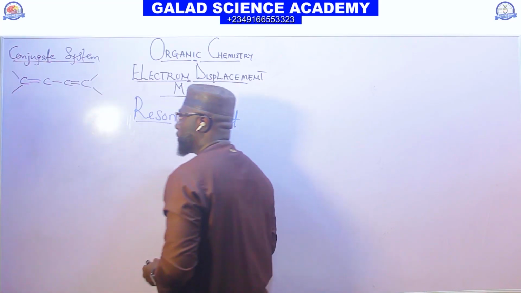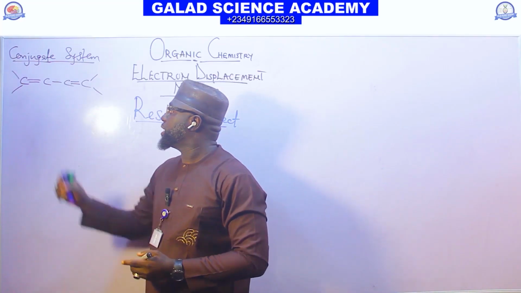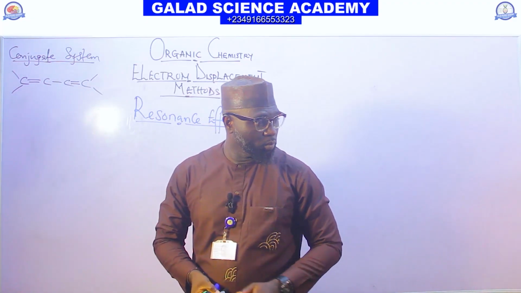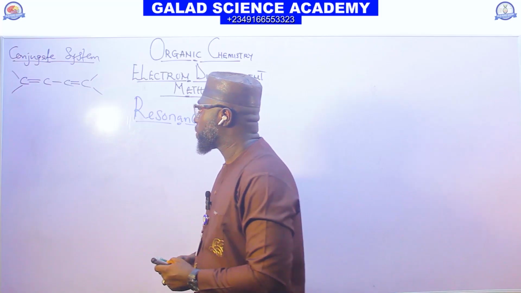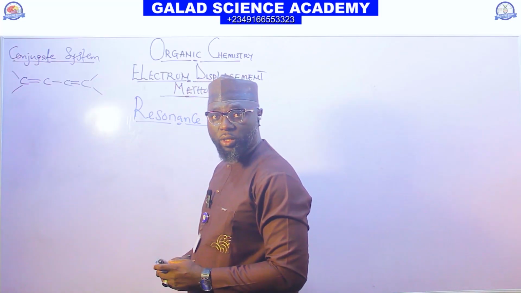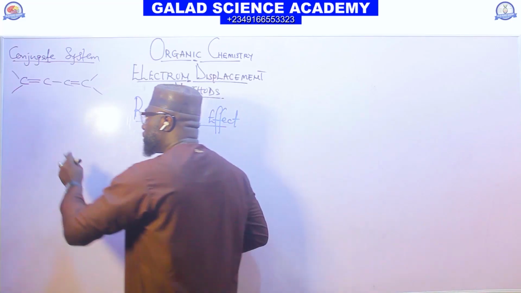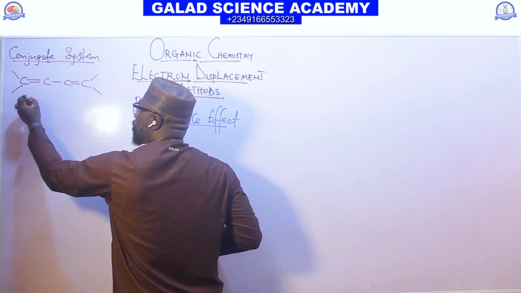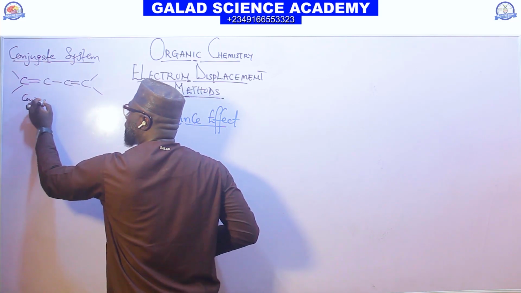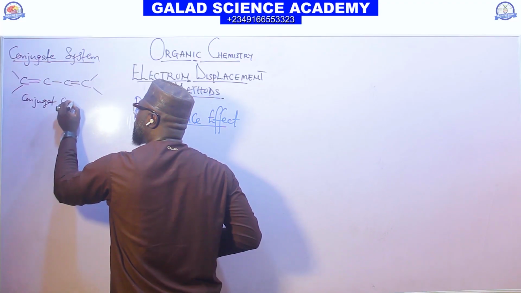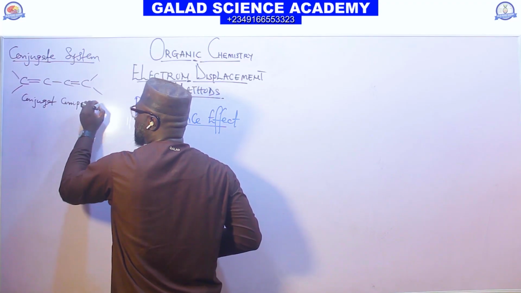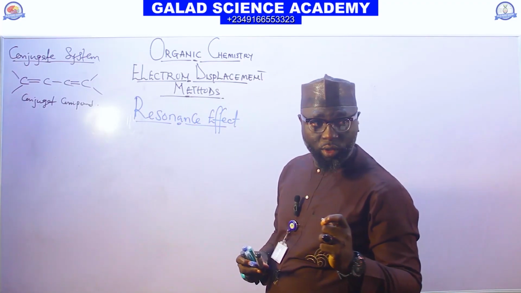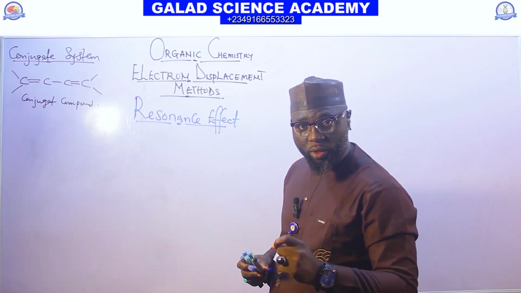Look at this compound now. This compound is a conjugate system compound. In what way? This is a double bond, single bond, double bond. You call it a conjugate compound: any compound that alternates carbon double bond with carbon single bond.